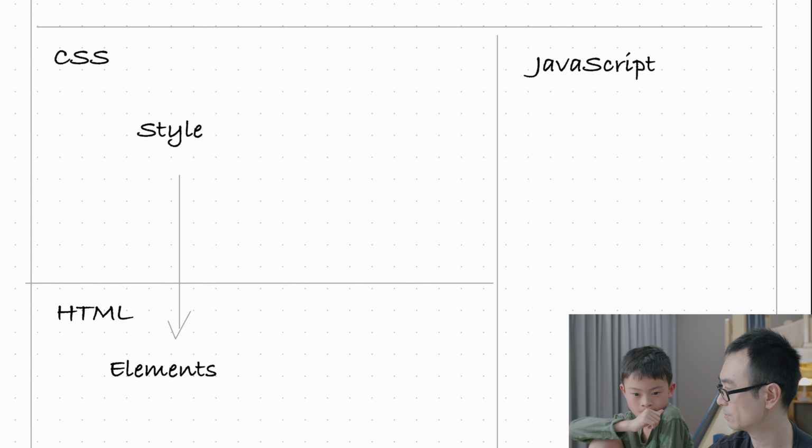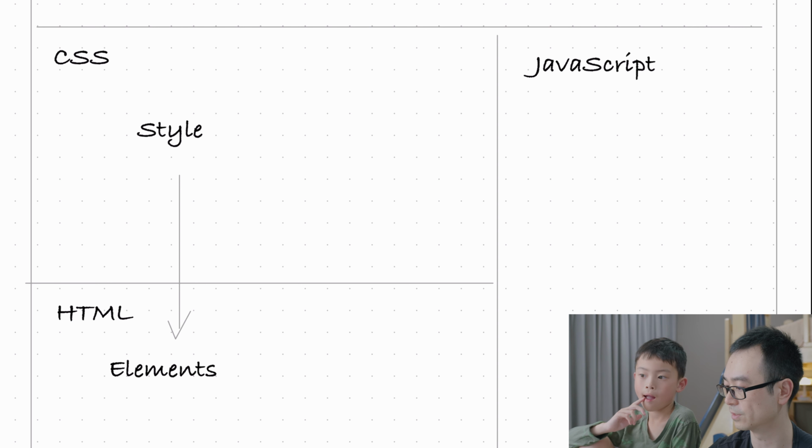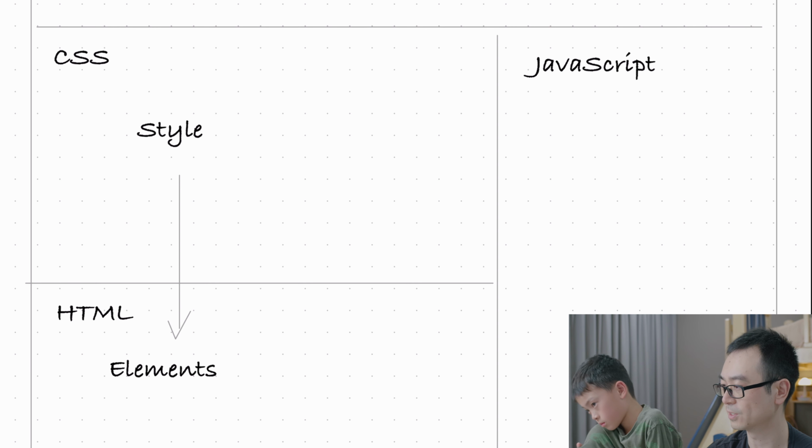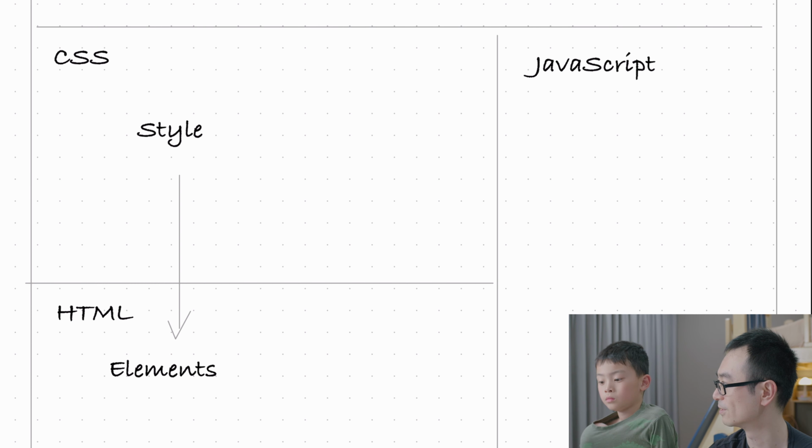And then we have JavaScript. JavaScript is like the controller. It controls those styles and elements. A website can run without JavaScript. Even without JavaScript, if you have CSS and HTML, you will have a page there. But it's not going to do anything on the page. It's not dynamic. We call that a static page. A static page doesn't have anything to interact with. For example, you click a button, but nothing happens, right?